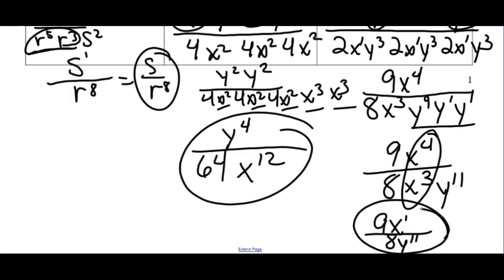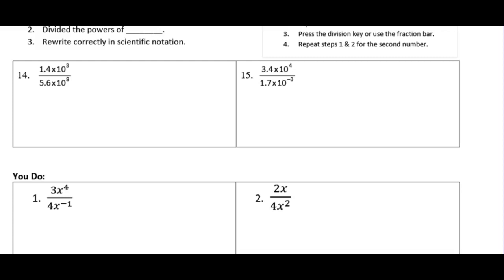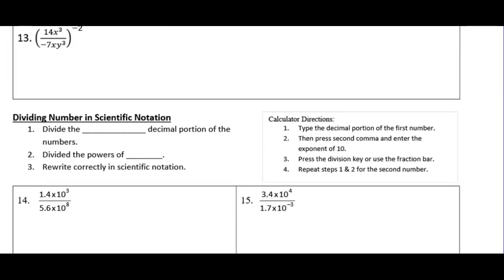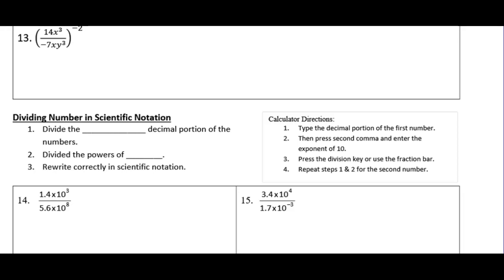All right, let's go to the back. Looking at the back, one more problem here. So looking at that problem, we can see that everything is in the parentheses and has a negative exponent. So that means I need to make that exponent positive by flipping everything.